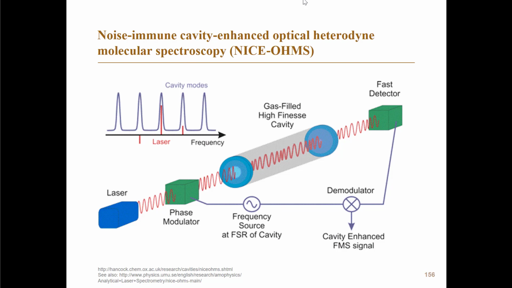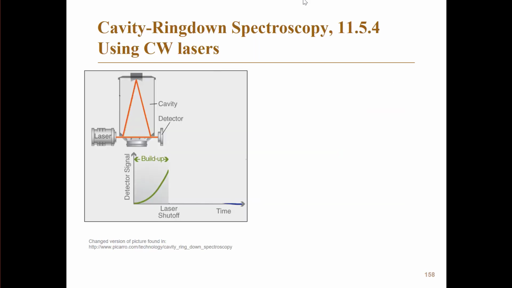So let us now move on to another cavity enhanced way of measuring small amounts of absorption, which is very different. This next cavity enhanced spectroscopy method is called cavity ring down spectroscopy. This can use both pulsed lasers, but I will explain the one using a continuous wave laser.